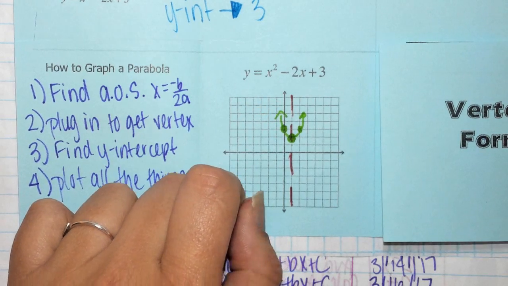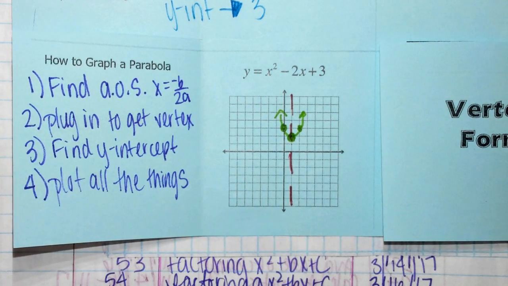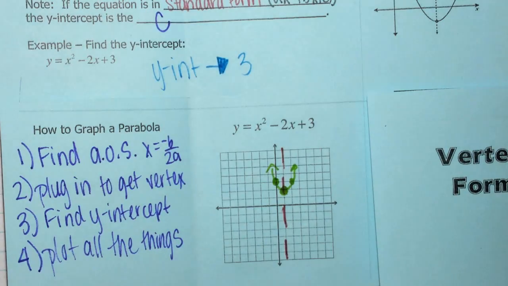Okay? Alright, now I want you to take this foldable, and we're going to cut it in half, and we're going to work on standard form over here. We're going to come back to vertex form. The dotted lines are a little off, so I would fold it in half before you cut.